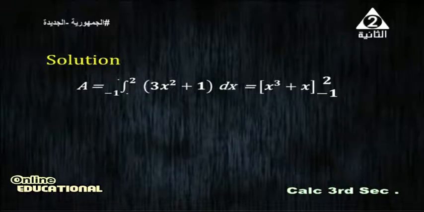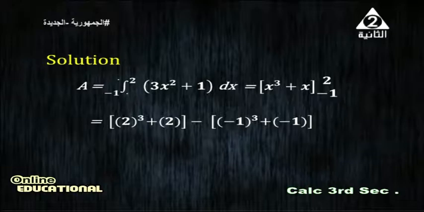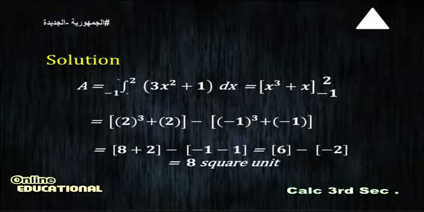Now we can substitute in the bracket by x equals 2 and x equals -1. The first bracket, 2³ + 2, minus the second bracket, (-1)³ + (-1). Then between two brackets, 2³ is 8, plus 2, minus (-1 - 1). Then the definite integral equals 10 minus -2, which equals 8.